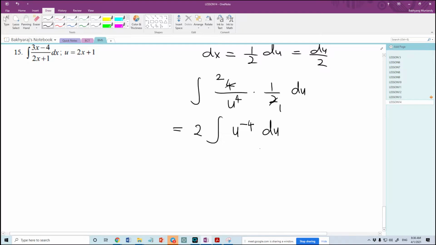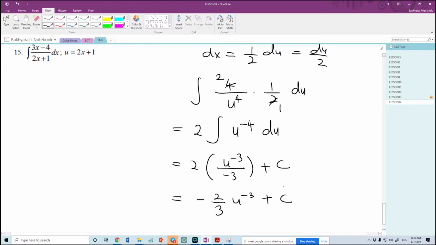Okay, so 2 times u power of negative 3 divided by negative 3 plus c. Because negative 4 plus 1 is negative 3, so here you get negative 3 over negative 3, and negative 3 you can take out, so 2 over negative 3. Because negative I put out, so I put here negative 3, so I get 2 over 3, and u power of negative 3 plus c.